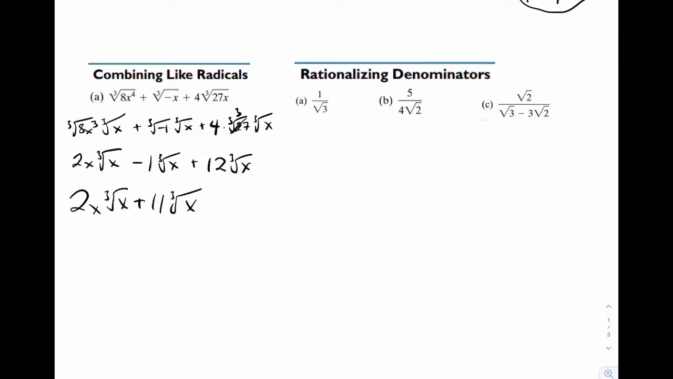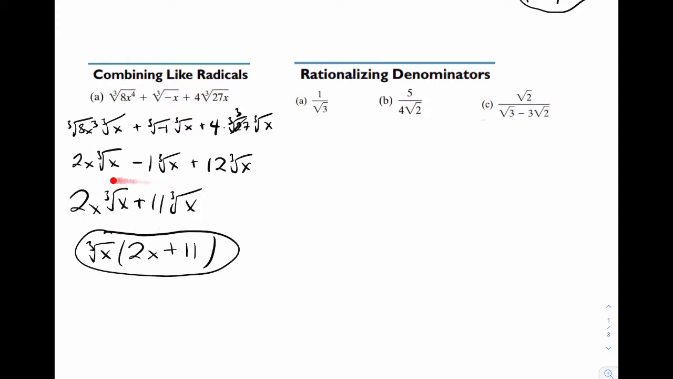And some people leave it like this, and I would accept this answer, but most people are going to want to factor because you see the common factor there. So I'm going to factor out cube root x, and what's left is 2x plus 11. So that's going to be like the most simplified answer. But again, if you left it as this one, that would be okay with me.